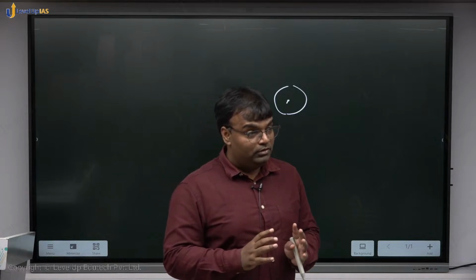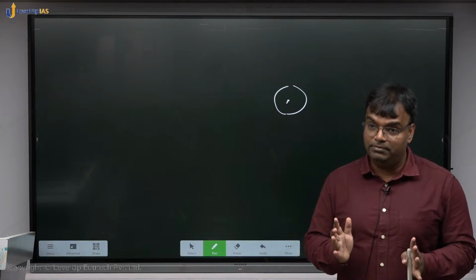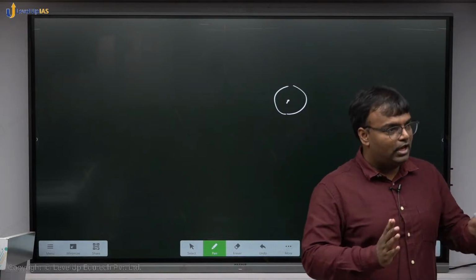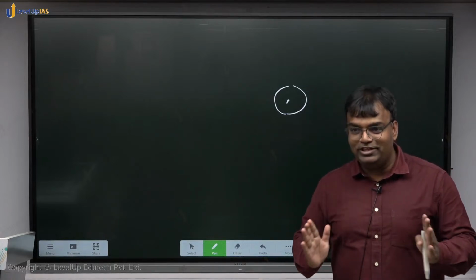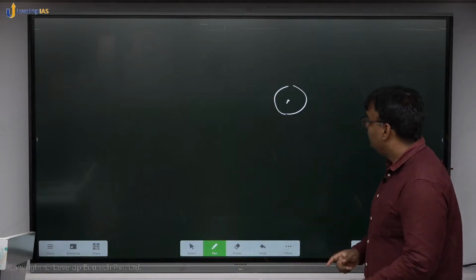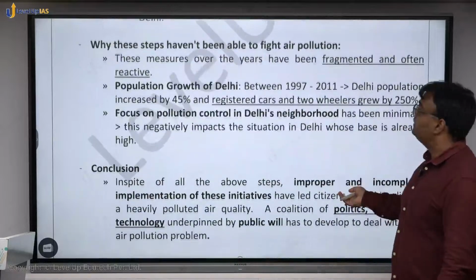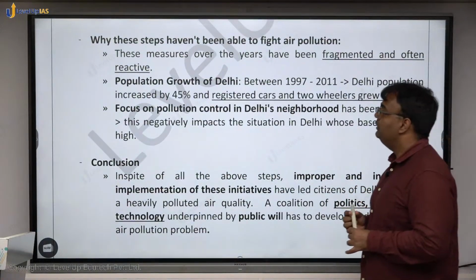So a lot of steps have been taken, the situation has improved, but still Delhi becomes a gas chamber. So what has to be done? We've seen, if you write on Delhi's air pollution, you can list 20 things that were done in Delhi, but still Delhi becomes a gas chamber. Why does it happen? Why haven't these steps been able to fight air pollution in Delhi?